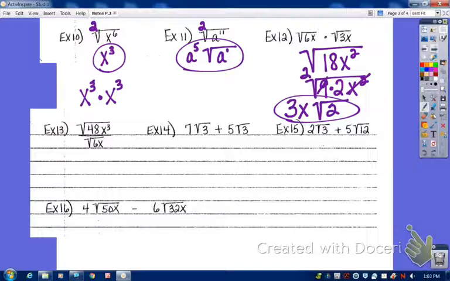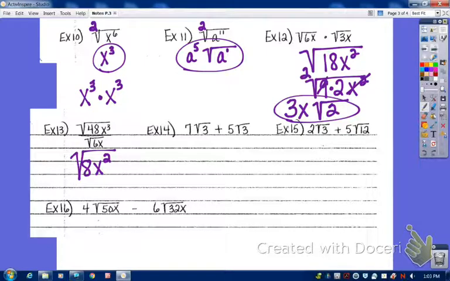It's going to be a hard section for some of y'all. Example 13. Now we're dividing. Square root of 48x cubed divided by the square root of 6x. You can divide square roots. So 6 is going to divide into 48 how many times? 8. X cubed divided by x is x squared. And then we just got to put a square root back over that.